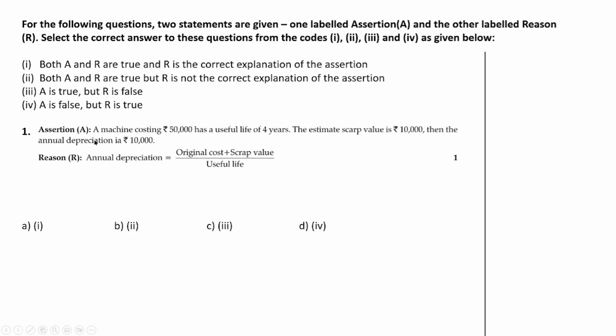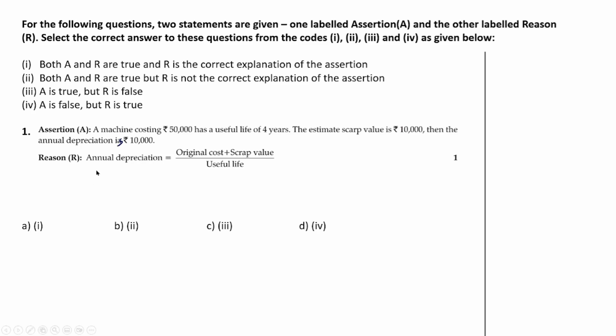The first question: a machine costing rupees 50,000 has a useful life of 4 years. The estimated scrap value is rupees 10,000. Assertion: the annual depreciation is rupees 10,000. Reason: annual depreciation equals original cost plus scrap value by useful life. So here most of the questions I have taken from Oswaal sample papers.